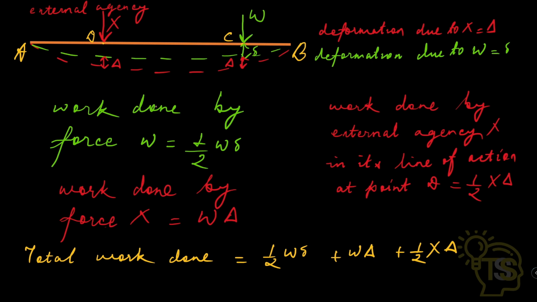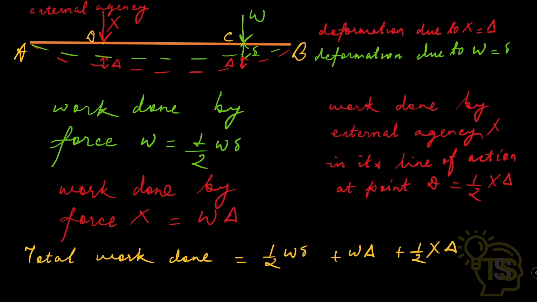The work done by external agency X in its line of action at point D is equal to half X into capital del, because this capital del is caused directly due to the external agency X. So that is why the work done is half into X into capital del. Now the total work done is equal to half into W into small del plus W into capital del plus half into X into capital del.